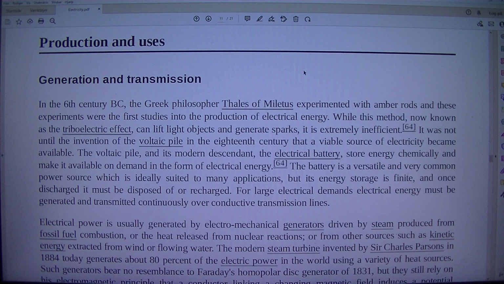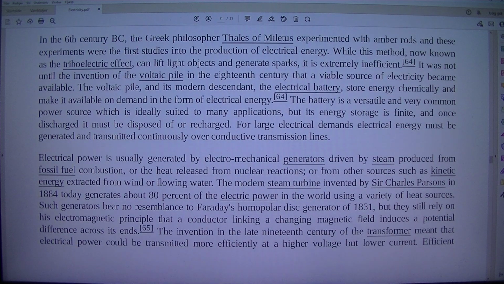In the 6th century BC, the Greek philosopher Thales of Miletus experimented with amber rods, and these experiments were the first studies into the production of electrical energy. While this method, now known as the triboelectric effect, can lift light objects and generate sparks, it is extremely inefficient.